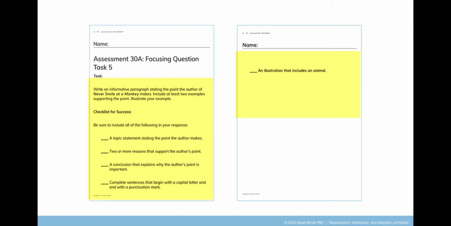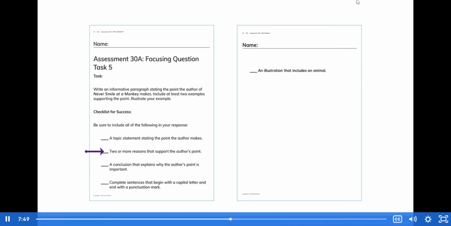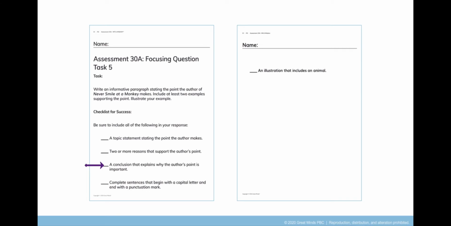Illustrate your example. Be sure to include all of the following in your response: a topic statement stating the point the author makes, 2 or more reasons that support the author's point, a conclusion that explains why the author's point is important, complete sentences that begin with a capital letter and end with a punctuation mark, an illustration that includes an animal. You'll be deciding what to write about today, and you'll practice saying your informative paragraphs out loud.